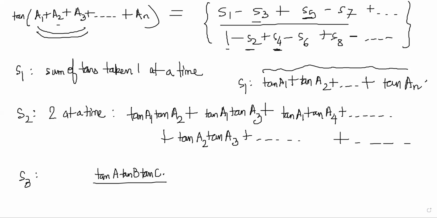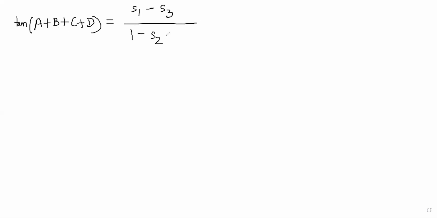Fine. So this pattern will now help you find out something like this. Let's write down tan of A plus B plus C plus D. So it should be S1 minus S3 on top, but the next one is S5. But how many angles are there? Only 4. So there's no possibility for S5 here. By 1 minus S2 plus S4. S1 will be simply tan A plus tan B plus tan C plus tan D.